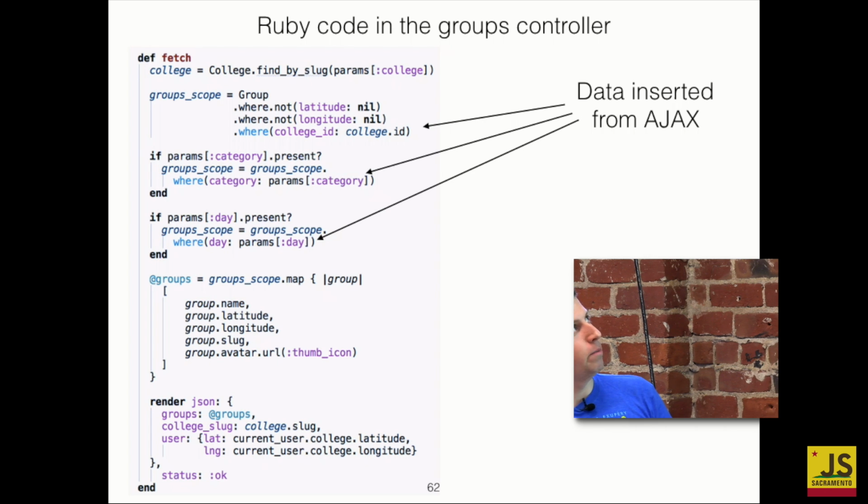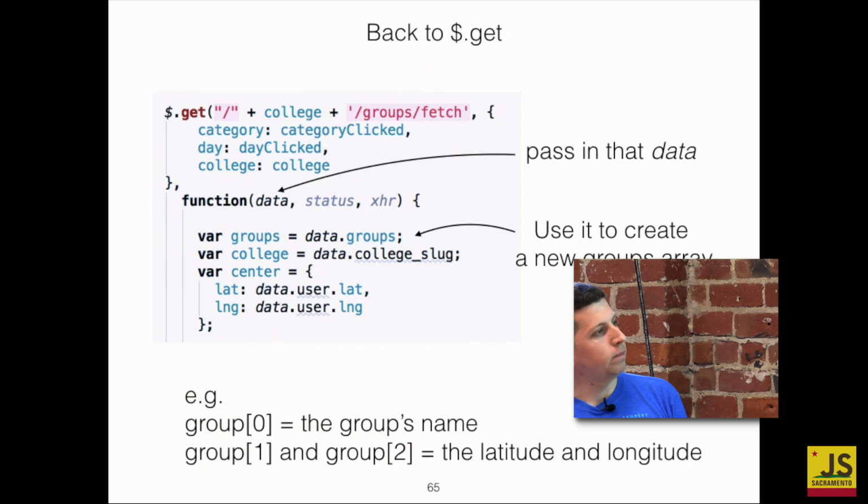Now if we go into Ruby world in my controller, you don't need to understand any of this. Don't worry about it. It's not important. But the data inserted from AJAX goes here like, hey, I'm looking for groups that match this college and match this day and match this category. Great. And then also create a new array with the name, latitude, longitude, the URL, their picture. And Ruby, I love you, but I need JSON. So please render that out as JSON so I can use it. Boom, boom, boom. And then it comes back, we pass in that data, and then just create new group arrays with that new data, all without going to a new page refresh or new page.